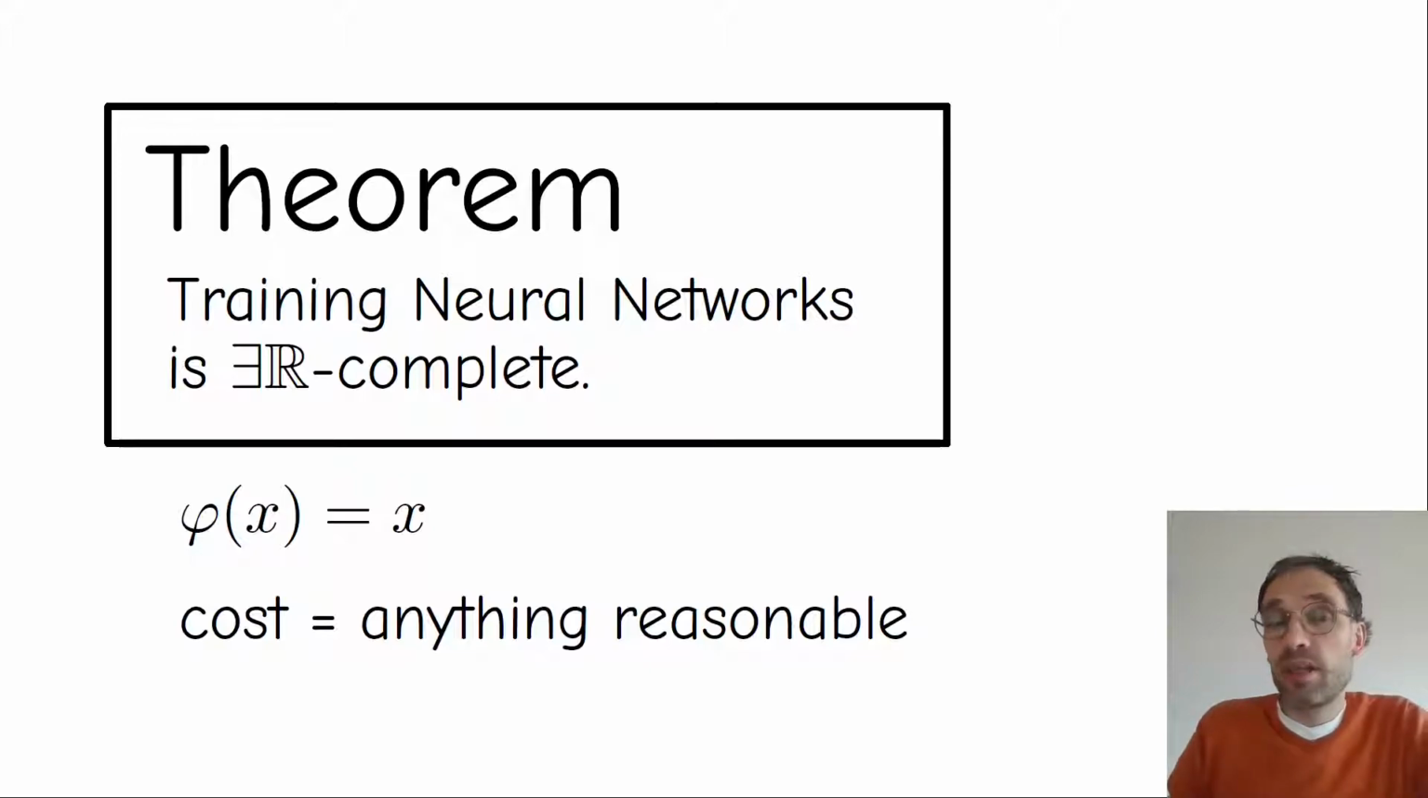The cost function can be anything reasonable, because we want somehow the cost to be zero in our hard instances, but you can also make it a larger threshold by just adding inconsistent data.